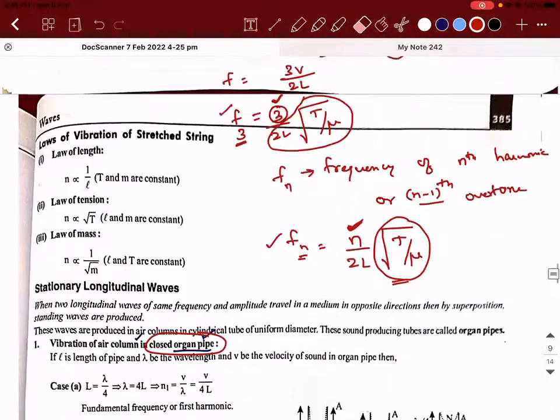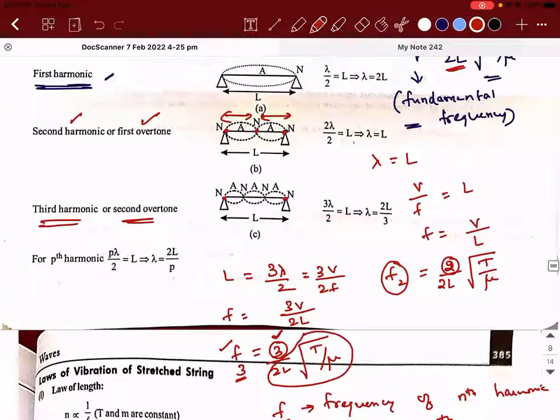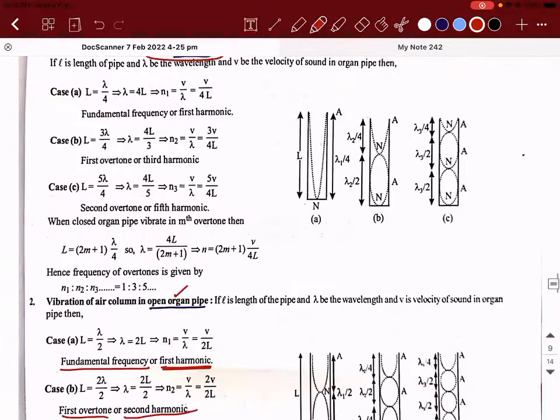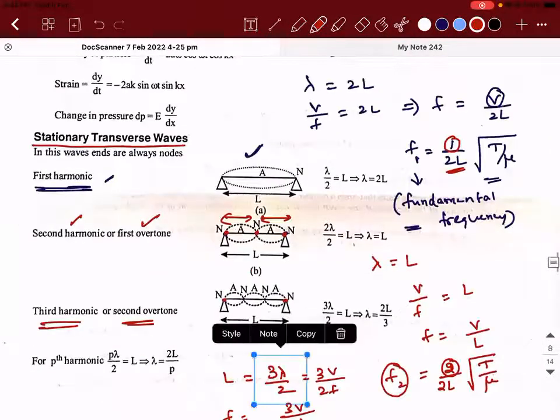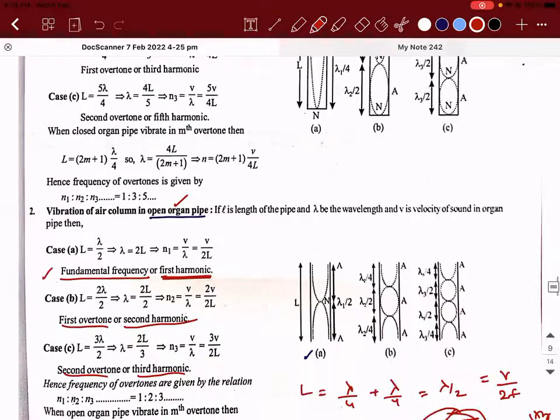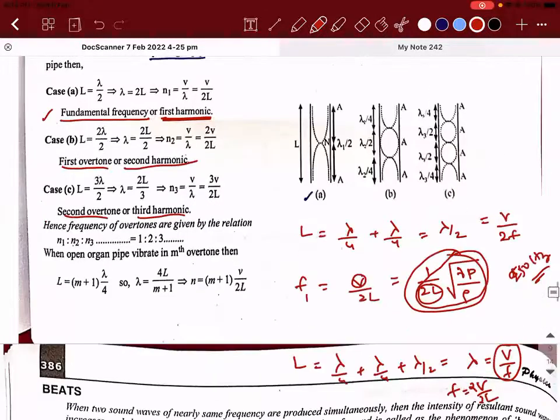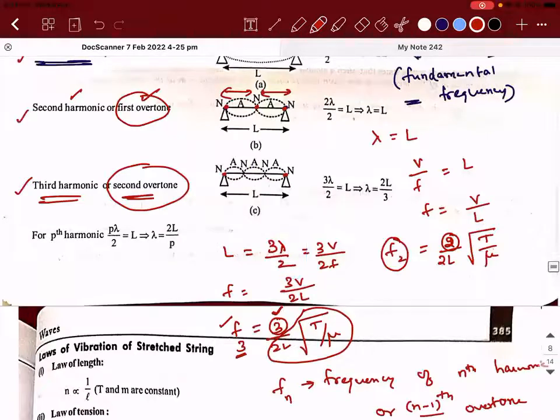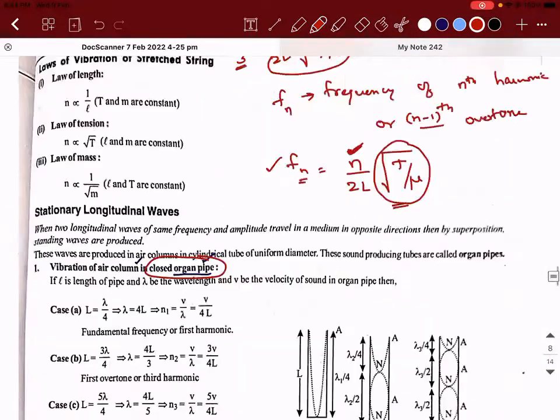So you would have understood one thing by now that in the case of transverse waves and in the case of open organ pipe, we have this first harmonic, second harmonic or first overtone, third harmonic or second overtone, and so on. Right. Same is the case with open organ pipe as well. So they both have the similar fact, except that velocity in the case of open organ pipe will be root of gamma p by rho, and the velocity in the case of transverse waves will be root of T by mu.